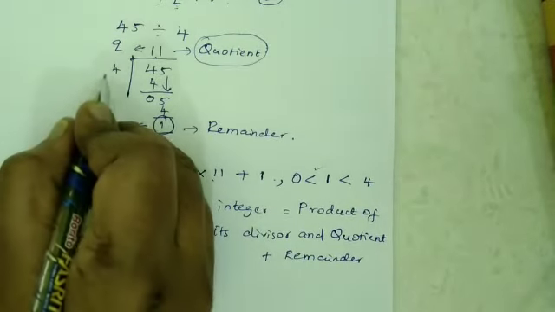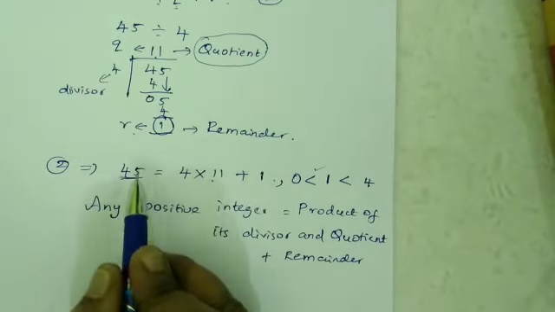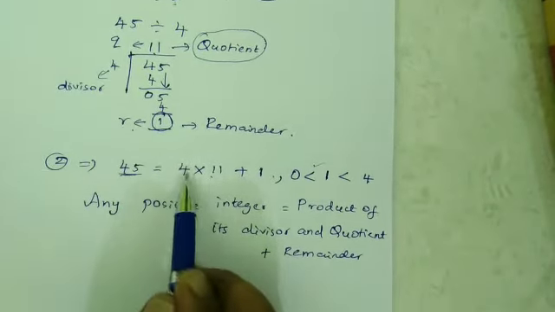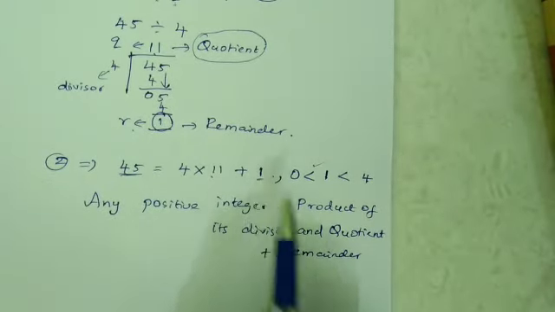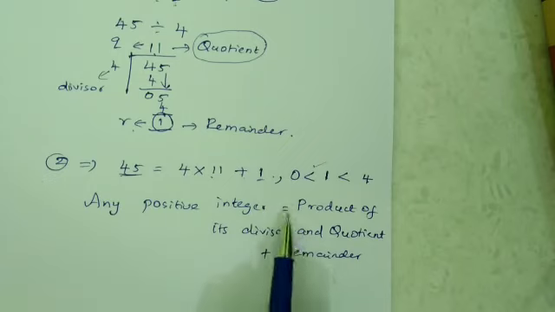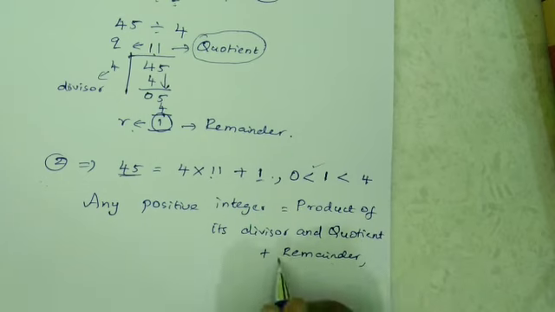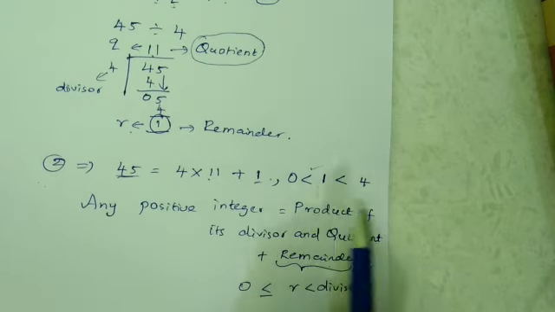What is the divisor here? The divisor is 4. So 45 is written as the product of its divisor 4 and quotient 11 plus remainder 1. Not only 45, any positive integer can be written as the product of its divisor and quotient plus remainder. And the remainder should always be less than its divisor and greater than or equal to 0. We also satisfied this in this example.